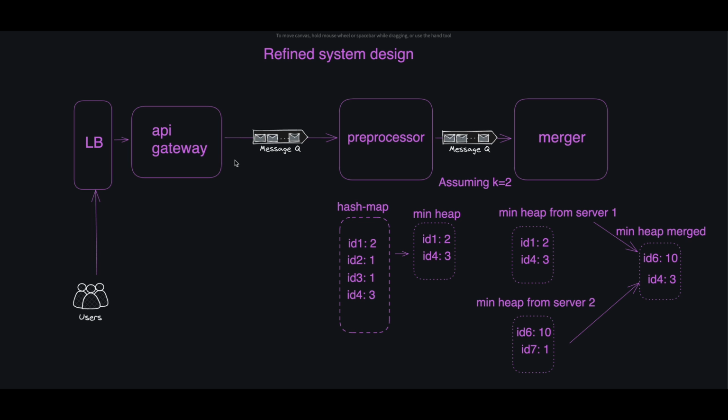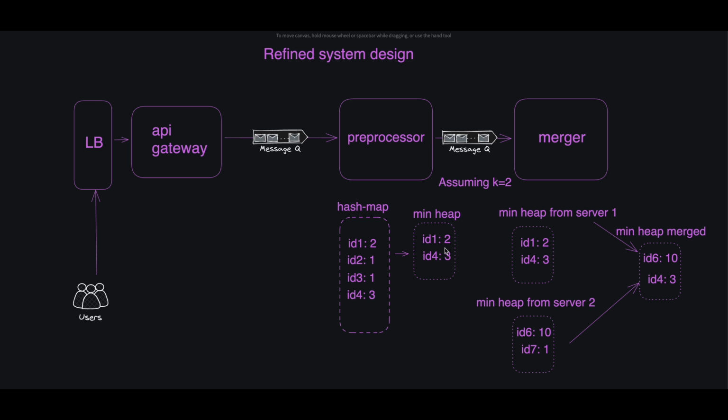IP gateway then sends this event to messaging queue, which is also distributed, of course. And after this, we have preprocessor service that's going to be taking these events from messaging queue and processing them as discussed above into Hashmap and then to min-heap. Let's say we assume k equals 2, then min-heap is going to be taking only 2 elements.